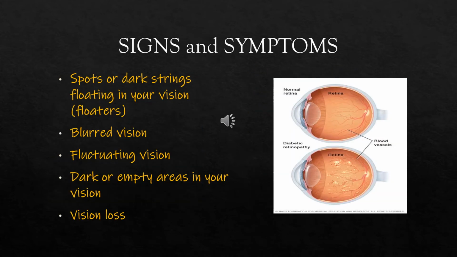So signs and symptoms are going to be spots or dark strings floating in your vision. Usually these are referred to as floaters. Developing blurred vision, fluctuating vision, if you're seeing dark or empty areas in your vision, or you are having any sort of vision loss.